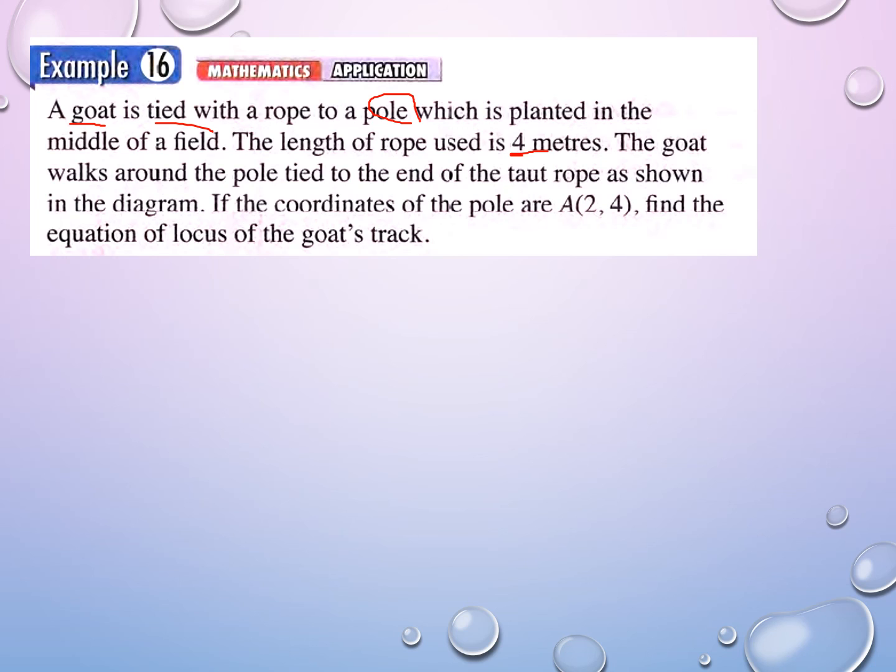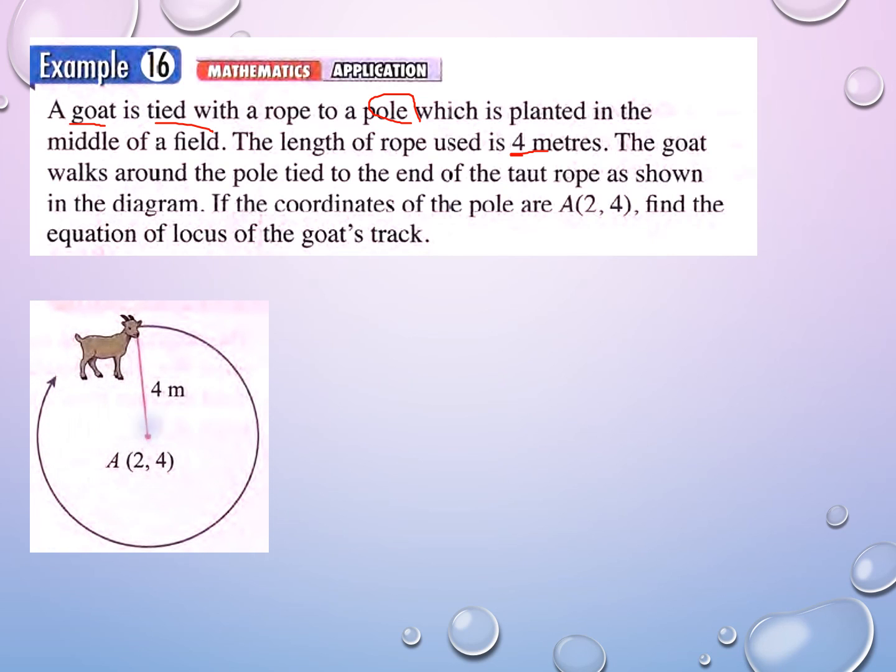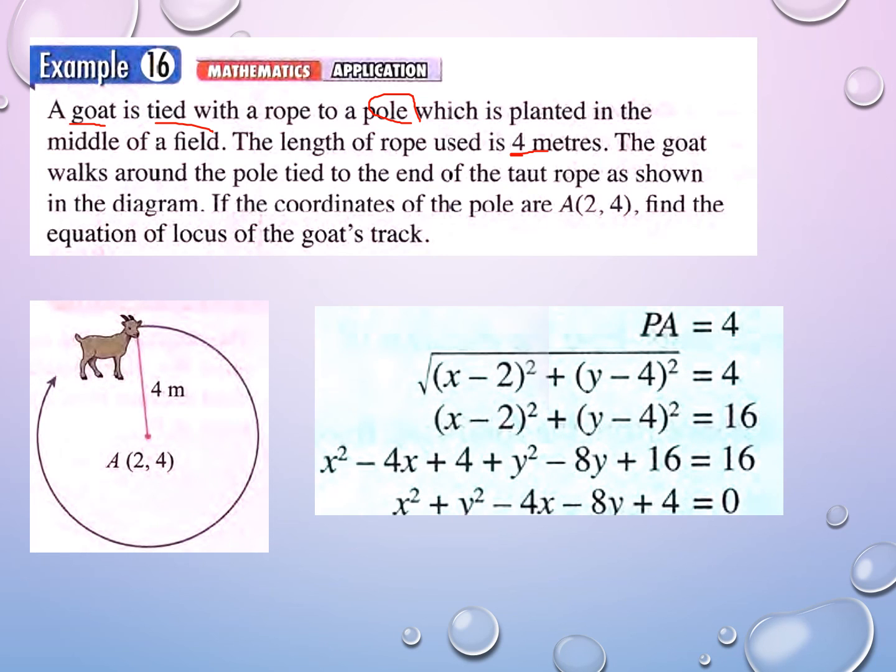So we can see this is the point where it is tied, A equals (2, 4). The length of the rope is 4 meters. So the maximum that the goat can make is one circle with radius 4. So how to make the equation? PA equals 4. You square both sides, then you get your circle.